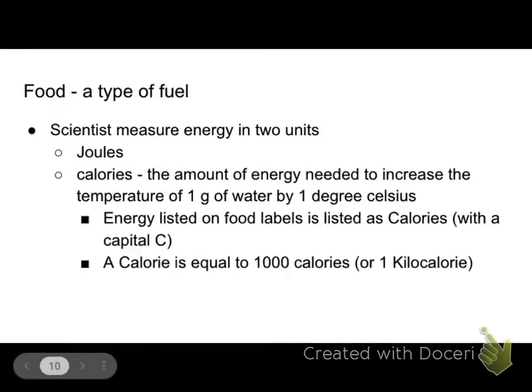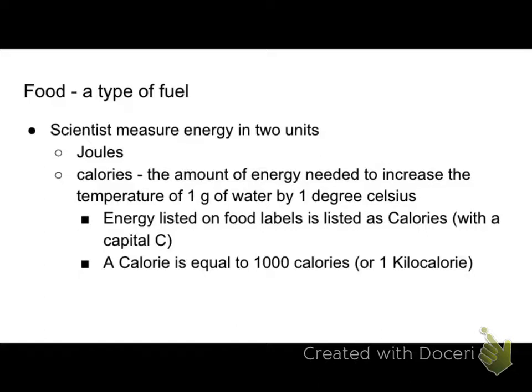The last thing we're going to talk about is the unit we use to discuss energy, okay? There's a couple of units that scientists use. The first one is the joule. So if you've ever taken a class where we talk about force and energy, you've probably heard the term joule, okay? The one we're going to talk about in relation to food is the calorie, okay? The calorie is the amount of energy needed to increase the temperature of 1 gram of water by 1 degree Celsius, okay? That's how we define a calorie.